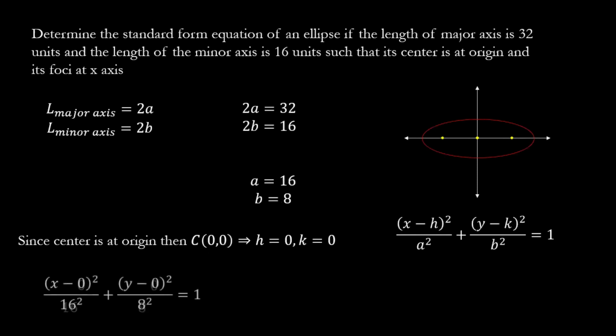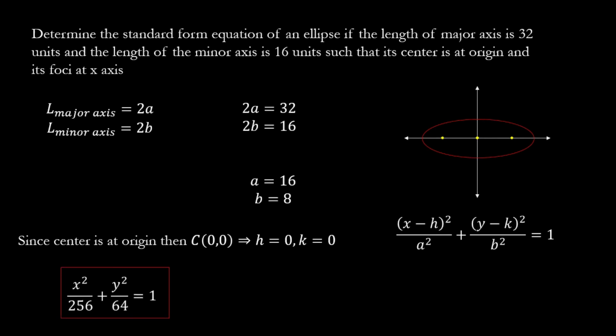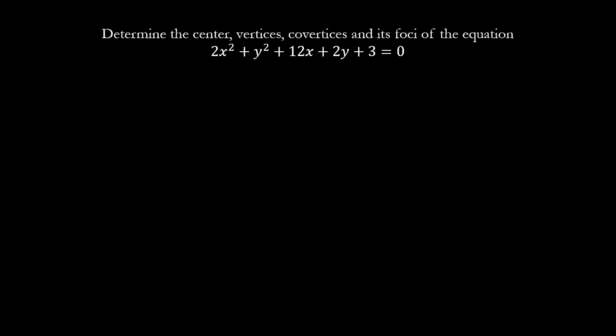Then simplifying a little bit, okay, so (x minus 0) quantity squared is x squared. Same with (y minus 0) quantity squared. 16 squared is 256, and for the b squared is 64. Therefore, this would be our final answer. Okay? So, let us proceed to the next problem. And this is the last problem for this video.